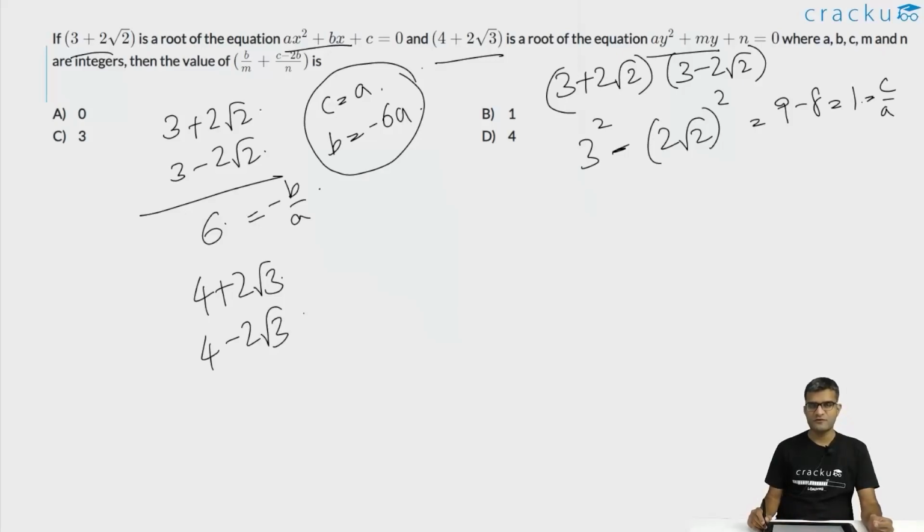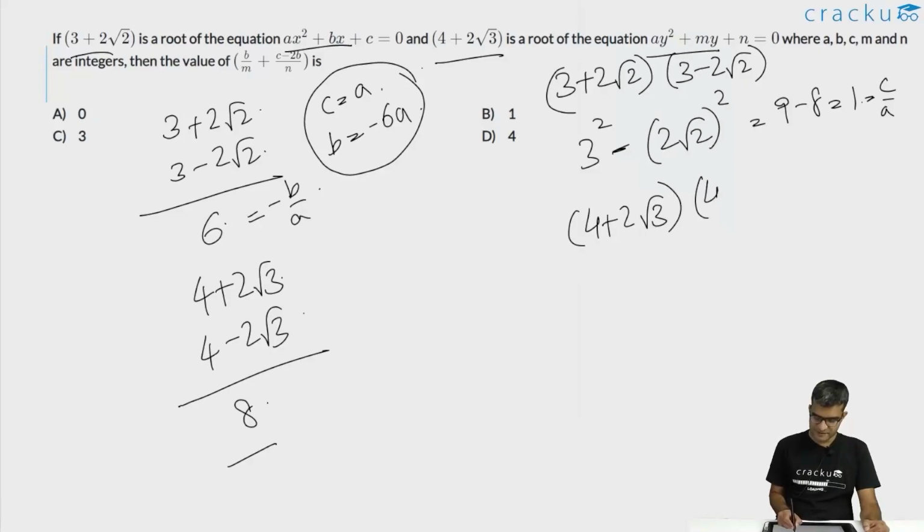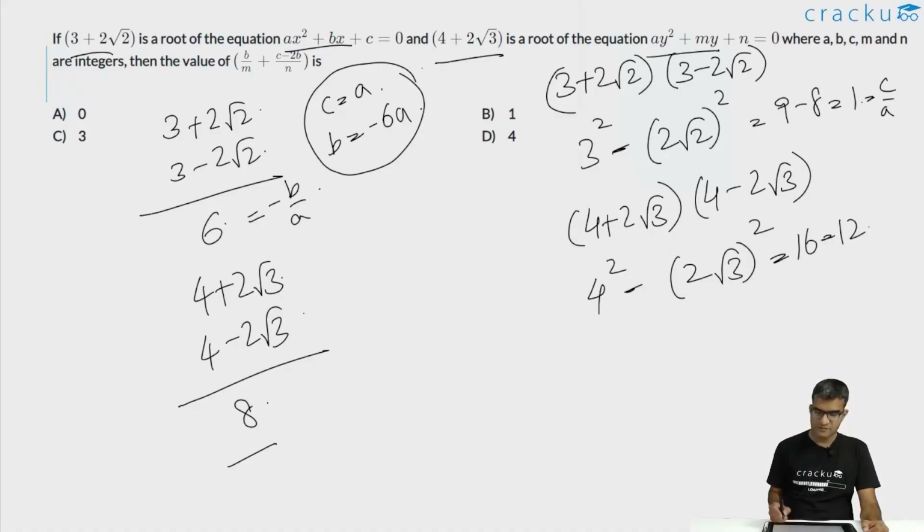And what is the sum of 4 plus 2 root 3 and 4 minus 2 root 3? This is equal to 8. And what is the product of 4 plus 2 root 3 and 4 minus 2 root 3? This is again of the form a plus b into a minus b. So this is 4 square minus 2 root 3 whole square. This is equal to 16 minus 12, which is equal to 4.